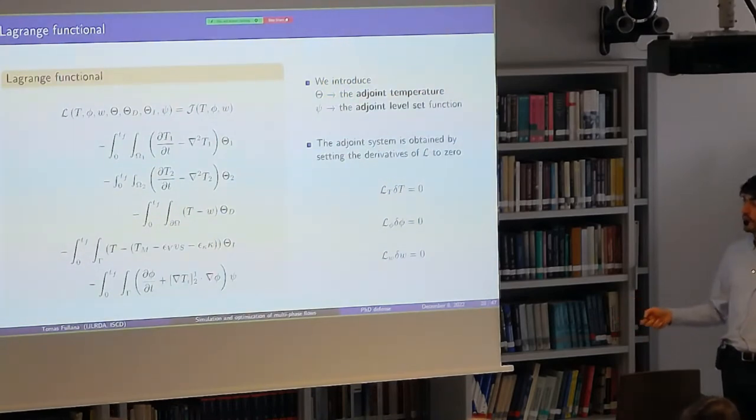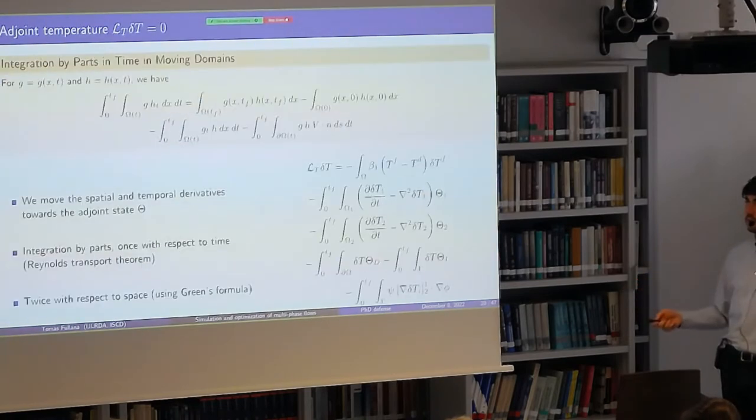So we start by describing a few initial steps to find this first adjoint temperature problem. We want to move the spatial and temporal derivatives towards the adjoint state theta. If we look at, for example, this integral term, we have a first-order derivative with respect to time and a second-order derivative with respect to space. So we want to integrate by parts once with respect to time and twice with respect to space. When we do it with respect to space, we use Green's formula.